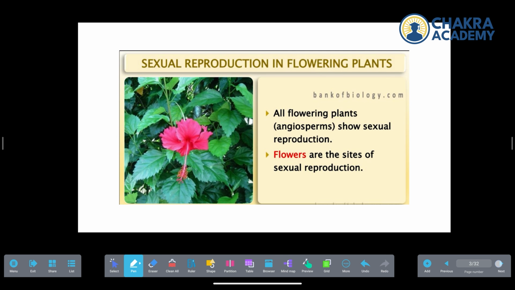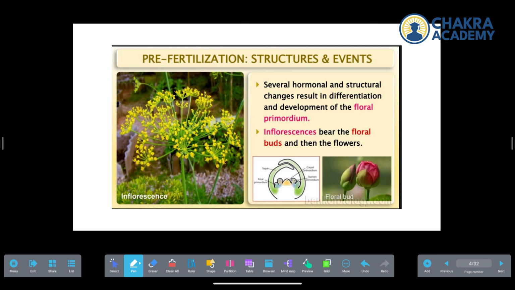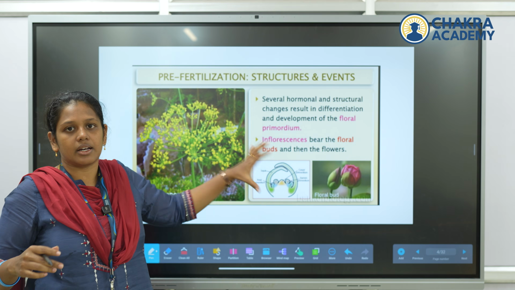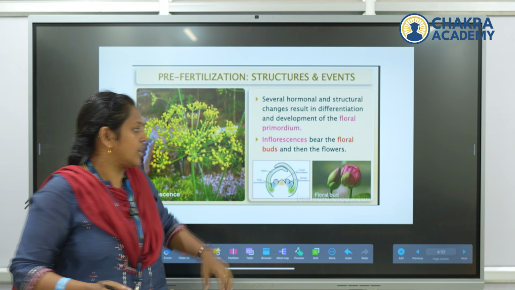Flowers are the main site for sexual reproduction. They are colorful, beautiful and attractive, which helps in pollination. Now the first topic, pre-fertilization structures and events. Several hormonal and structural changes result in differentiation and development of the flower and flowering parts. So the floral buds and inflorescence are all parts of a flower.